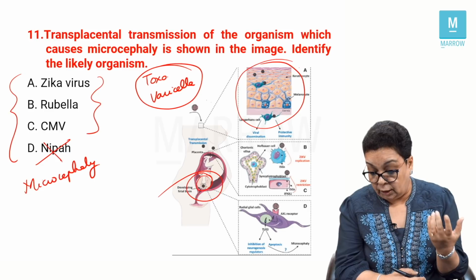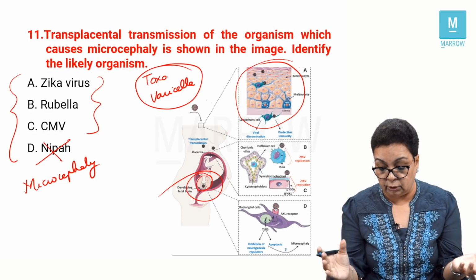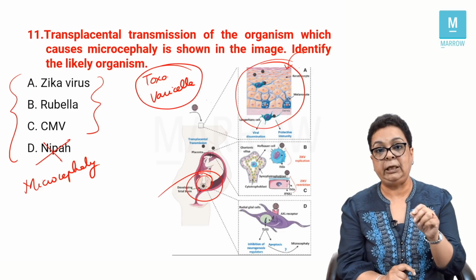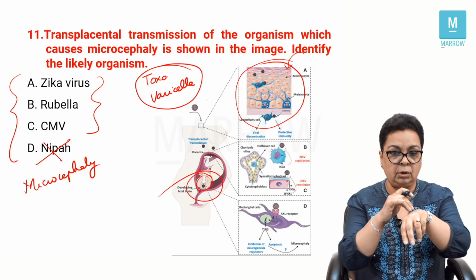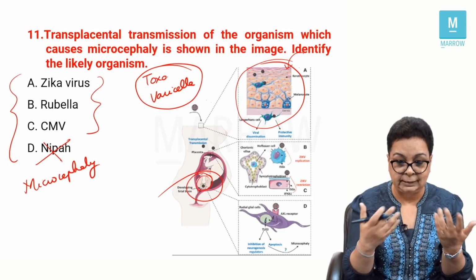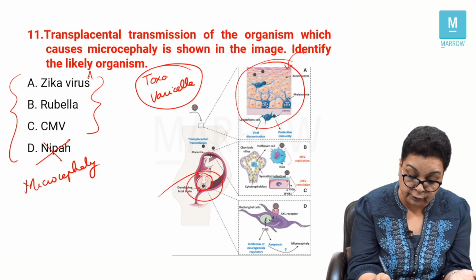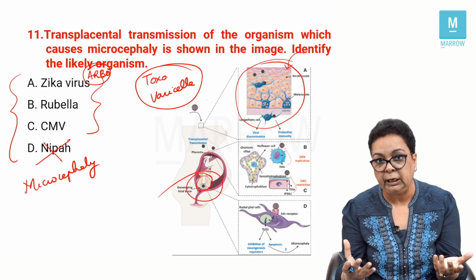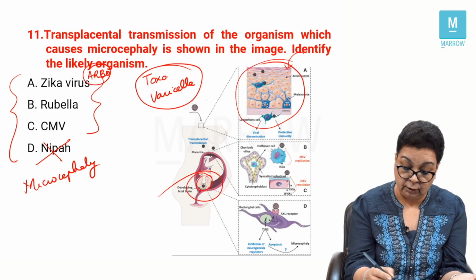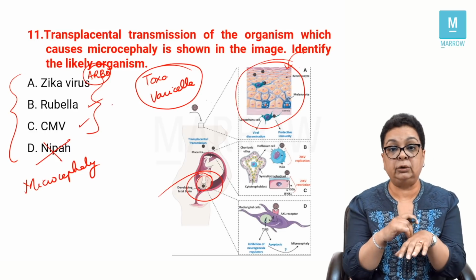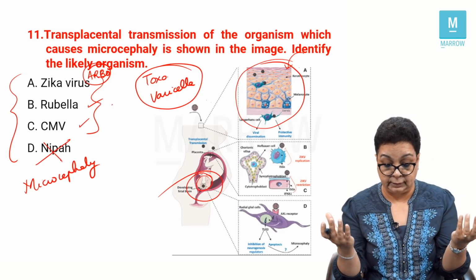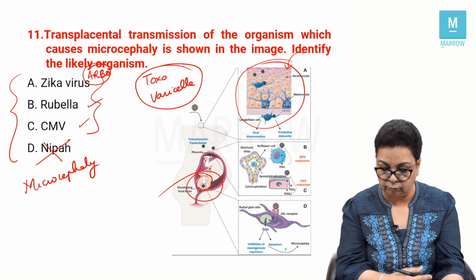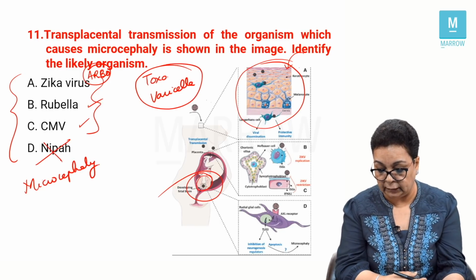Now, looking at this picture, if it is entering through the skin, that means it is being inoculated through something biting. Out of these, the only one which is an arbovirus, which is being inoculated by the bite of the Aedes mosquito, is Zika virus. The rest are never acquired through the skin. Toxo, varicella, rubella, CMV, neither of them. This is a sad question, but you got to know it. So this is Zika virus.